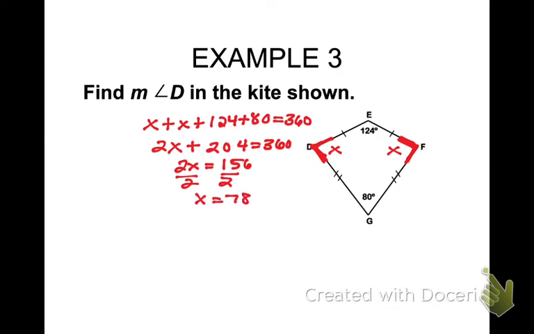Or you could have just started doing 360 minus 80 minus 124 and then get that answer and then divide everything by 2, right? Because we know that both of those have to be the same.